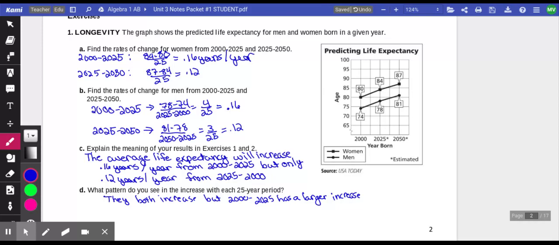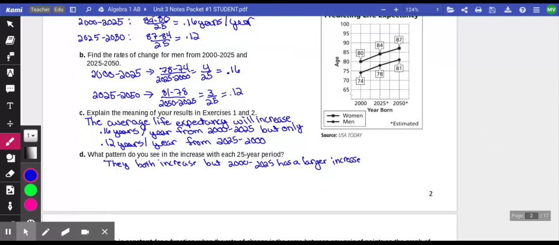The rates happen to be exactly the same rate of change for the men, even though the values were different. So explain the meaning. The meaning of the results is the average life expectancy will increase 0.16 years per year from 2000 to 2025, but only 0.12 years per year for 2025 to 2050. They both increase, but from 2000 to 2025, it has a larger increase.